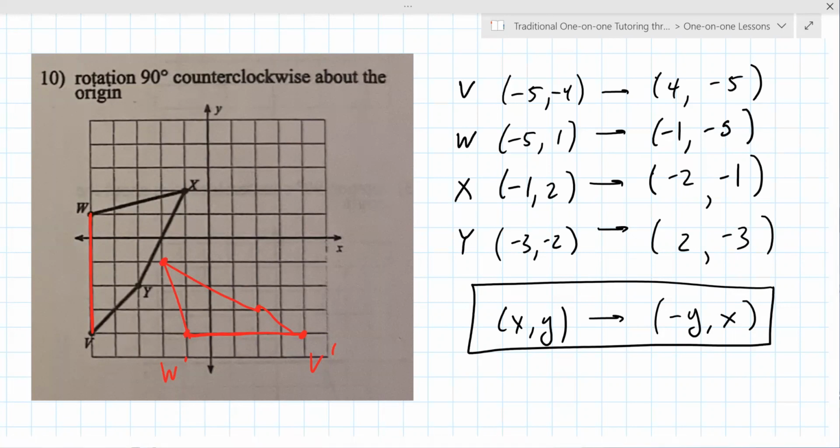All right. So now we're going to move back to number 5. These I think are the hardest because they're going backwards. You have to write a rule now for each transformation.